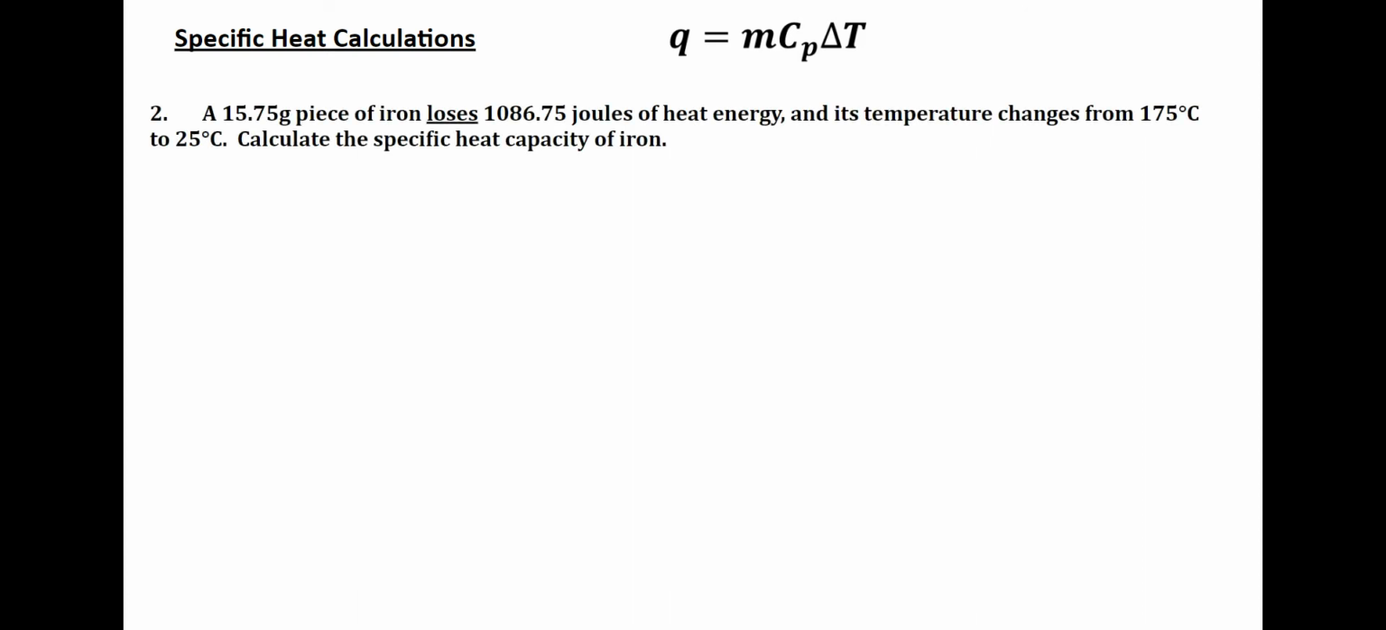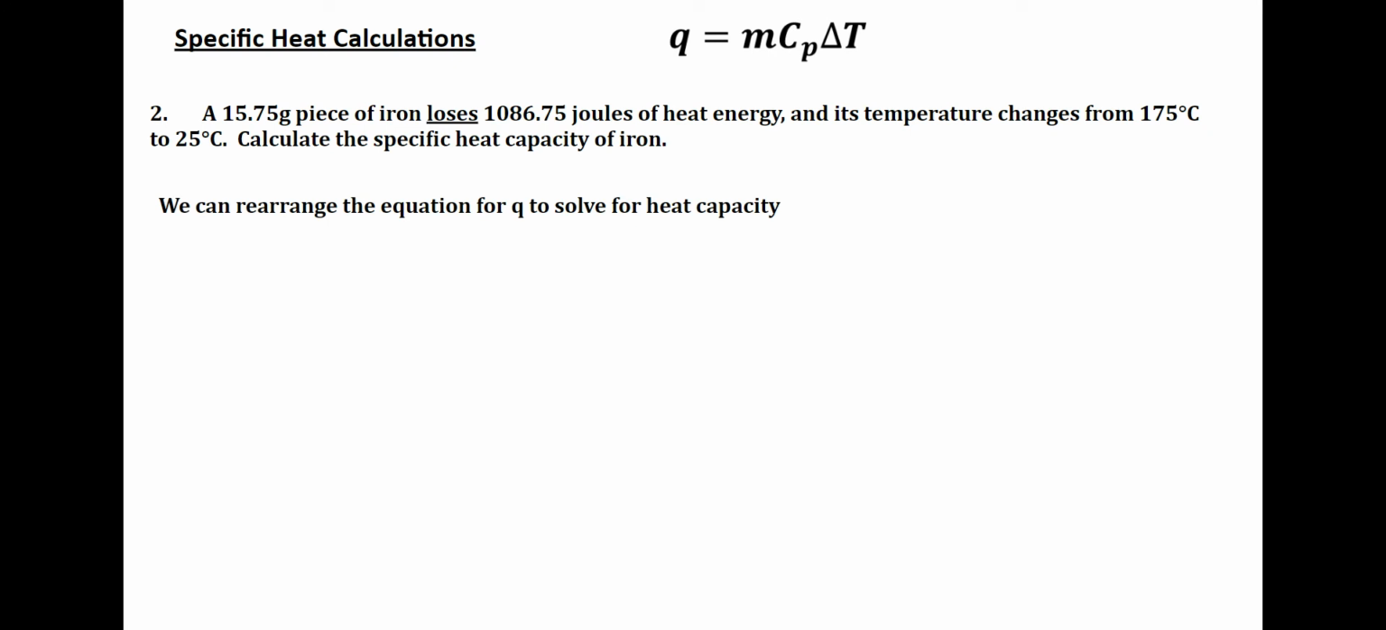Let's try another type of example here. Here, we're asked to calculate the specific heat of a substance. And what did they give us? They said a 15.75 gram piece of iron loses 1,086.75 joules of heat, and its temperature changes from 175 degrees Celsius to 25 degrees Celsius. Calculate the specific heat of iron.